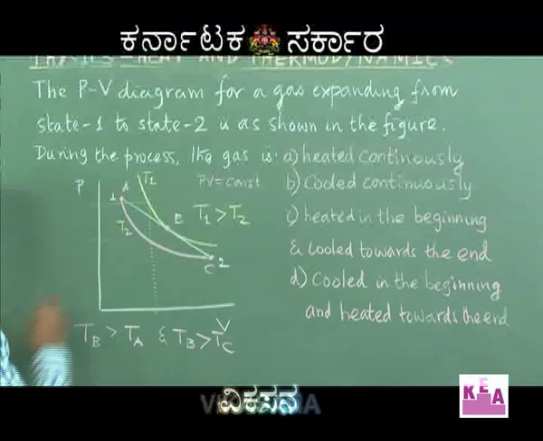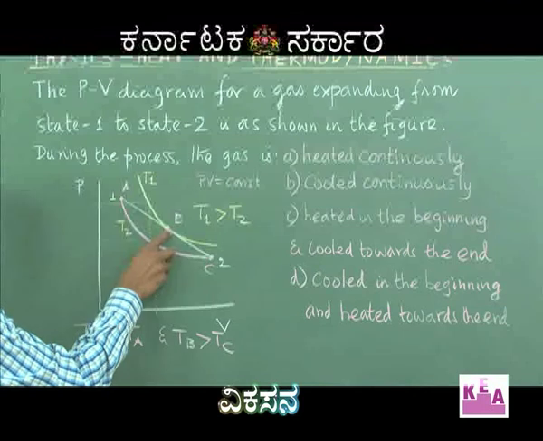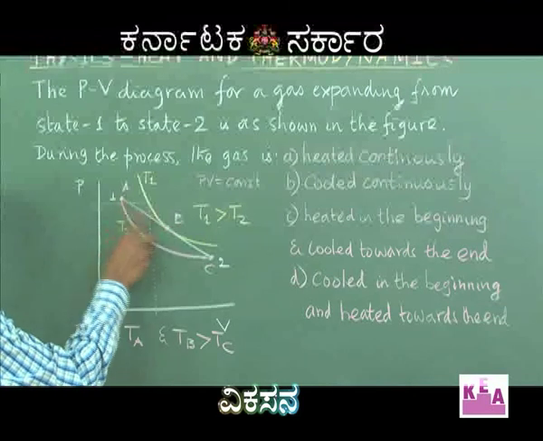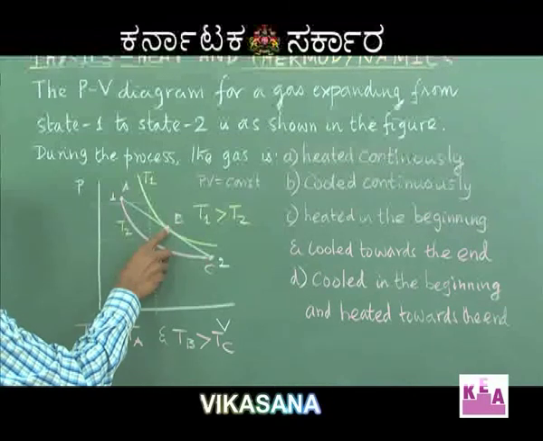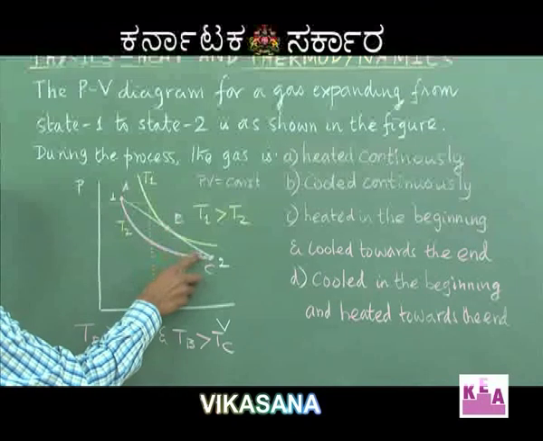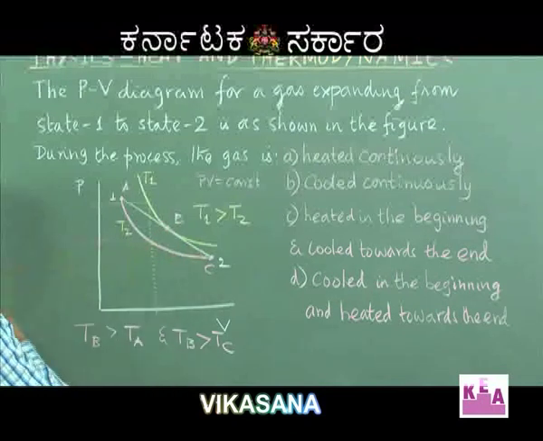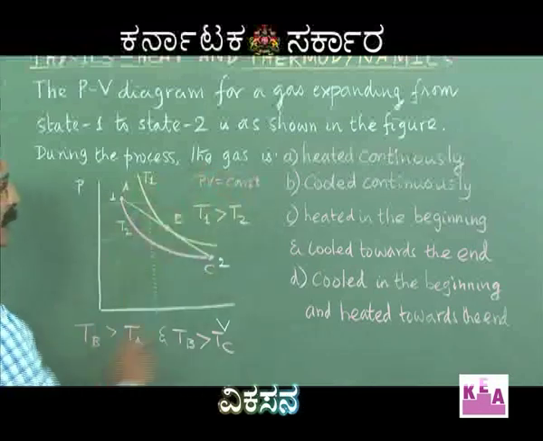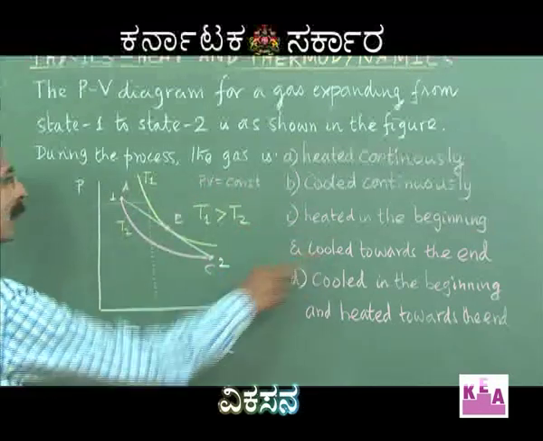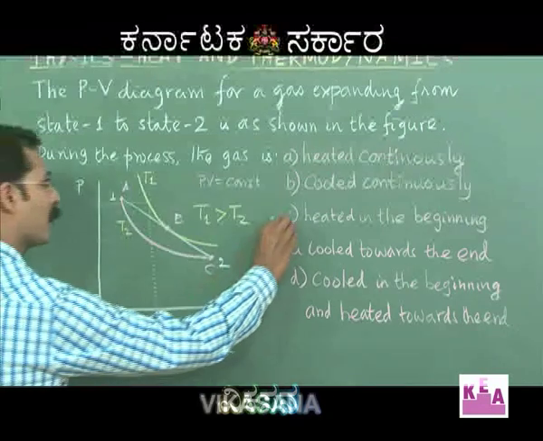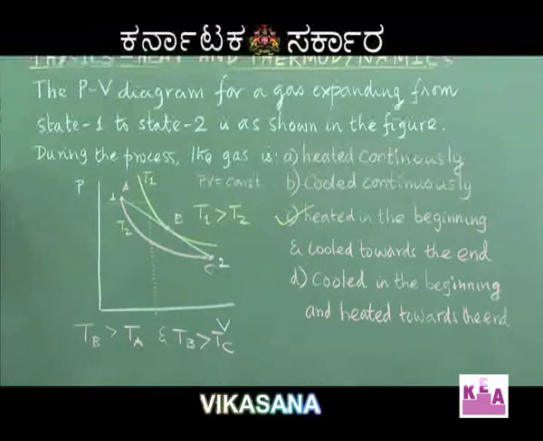What is the conclusion? It starts at a lower temperature and reaches a higher temperature, therefore, from A to B it is heated. Coming from B to C the temperature decreases, therefore, it is cooled. That is, the gas is heated in the beginning and cooled towards the end. Therefore, the correct option is C, heated in the beginning and cooled towards the end.